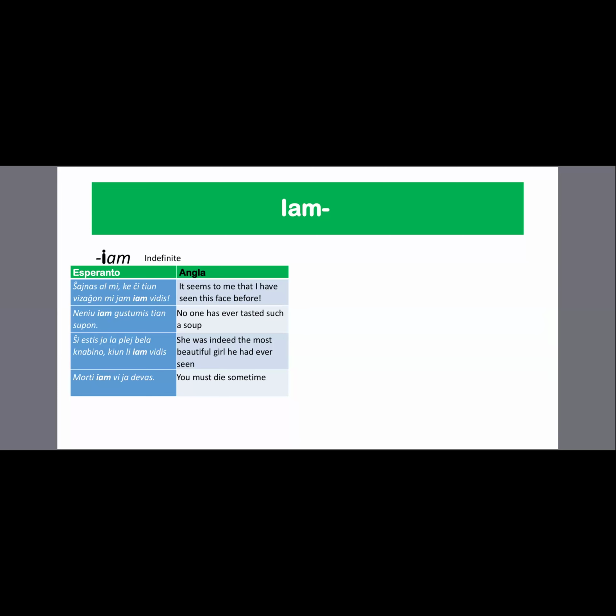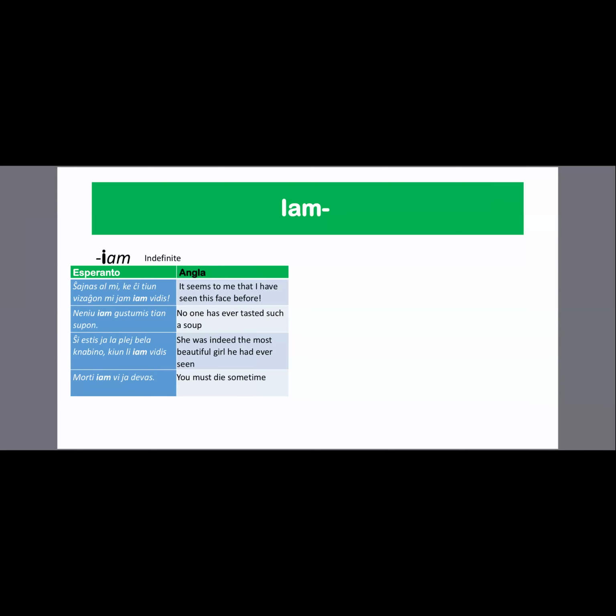Neniu iam gustumis tian supon. No one has ever tasted such a soup. Ŝi estis ja la plej bela knabino kiun li iam vidis. She was indeed the most beautiful girl he had ever seen. Morti iam vi devas. You must die someday. So, iam ni vidos. One day we shall see each other.